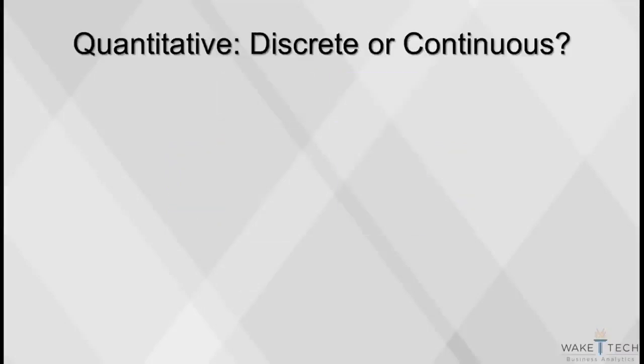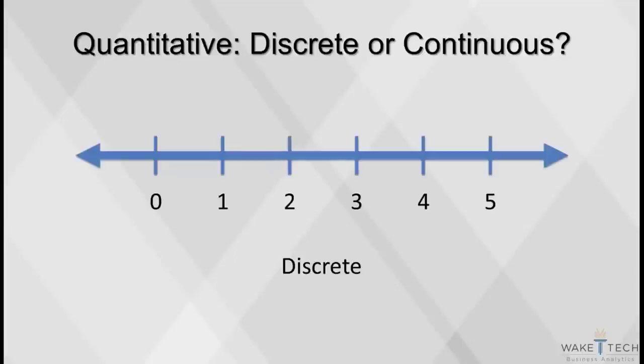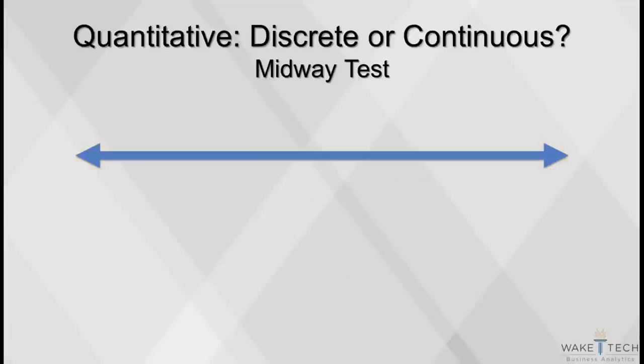Quantitative variables are those for which the recorded numbers encode magnitude information based on a true quantitative scale. They can be discrete or continuous. A discrete variable has only whole number counts. A continuous variable can take on any value on the number scale. To determine whether a variable is discrete or continuous, use the midway test. If for every pair of values of a quantitative variable, the value midway between them is a meaningful value, then the variable is continuous. Otherwise, it's discrete.